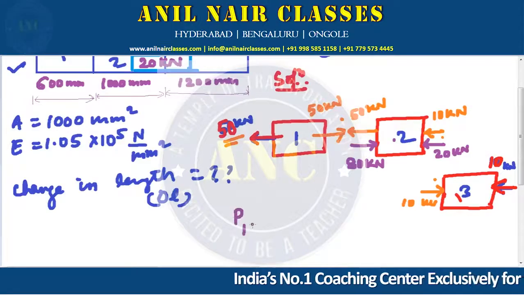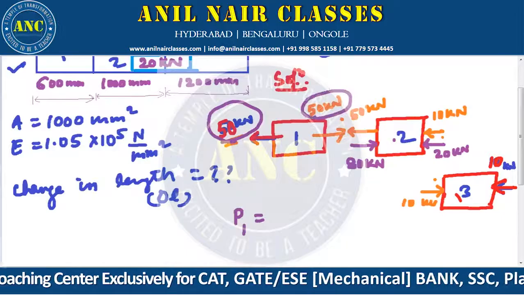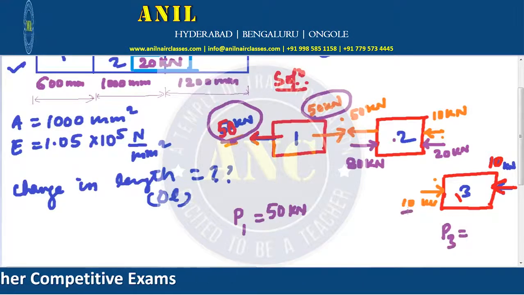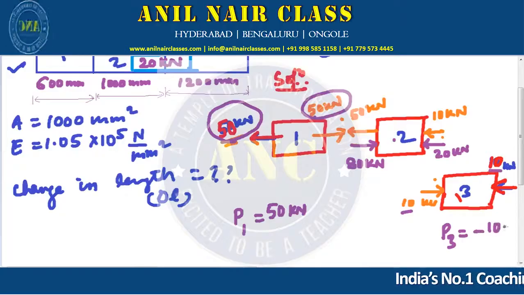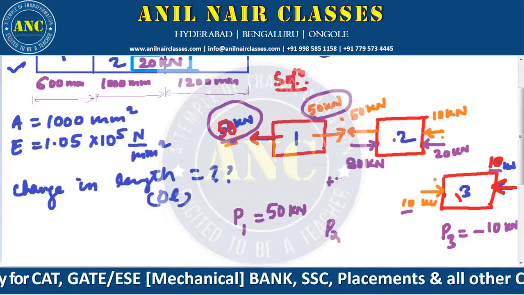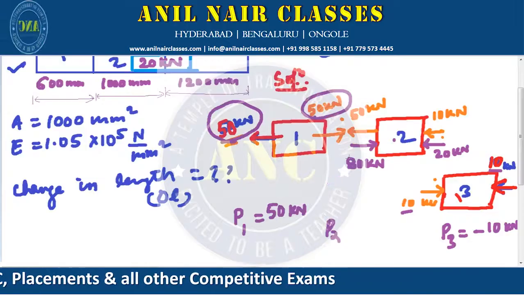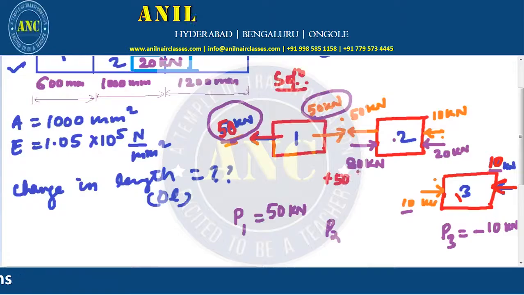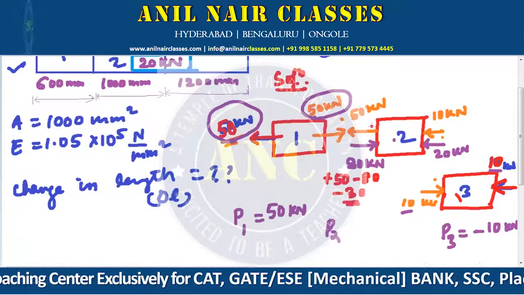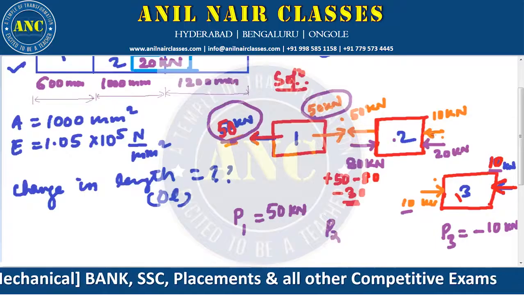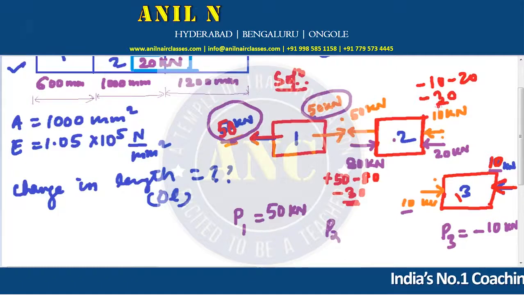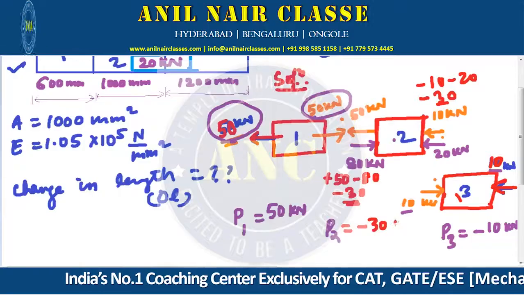Now, in the first case, the load is 50. It is tensile, so it is positive. The load in the third case is 10, but it is compressive, so this will be minus 10 kilonewton. Coming to 2, this 50 is tensile, that is plus 50. This 80 is compressive, so minus 80. Plus 50 minus 80 is minus 30 on this border. Whatever we get on this border, the same should be on the other border. Here 10 is compressive, 20 is also compressive: minus 10 minus 20 is minus 30. So here also you get 30. That is, P2 is equal to minus 30 kilonewton.